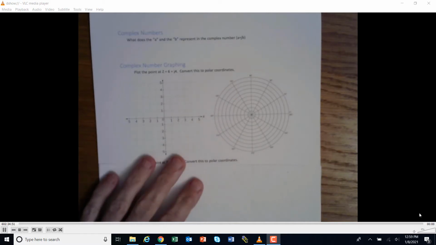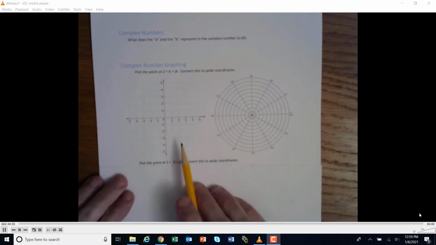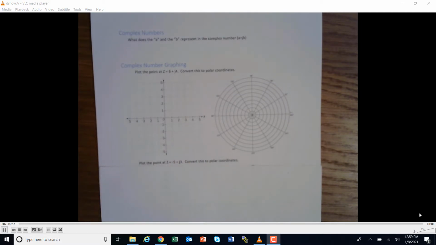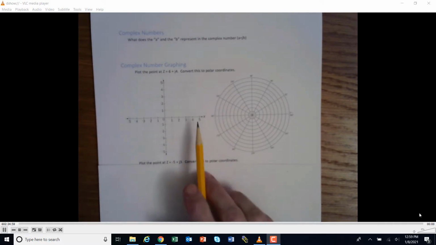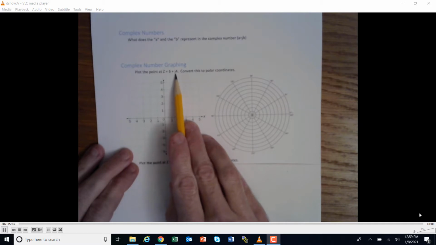Okay, next we're going to look at some complex numbers and graphing these in our rectangular system and graphing them in our polar system. So what we have right here is our number z equals 6 plus j4. And so this is a complex number.